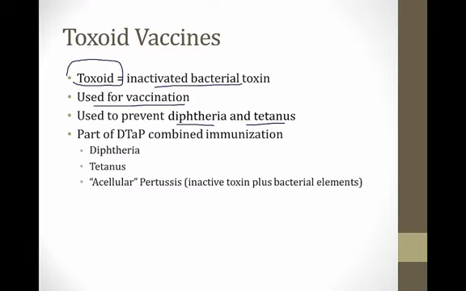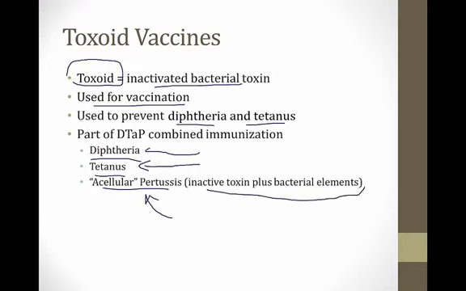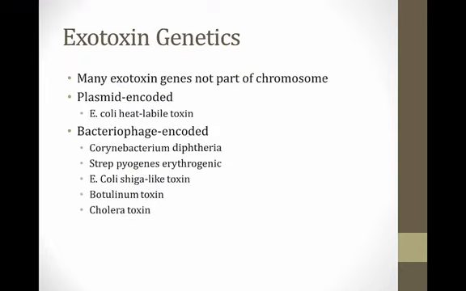So there's a vaccine called the DTaP, and this stands for diphtheria, tetanus, and acellular pertussis. So it's a toxoid to diphtheria, it's a toxoid to tetanus, and it's an acellular pertussis. So it's an inactivated toxin plus some bacterial elements all mixed together to immunize people against pertussis, which, recall, causes whooping cough.